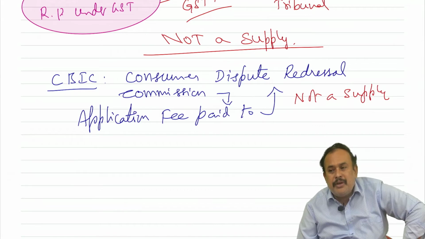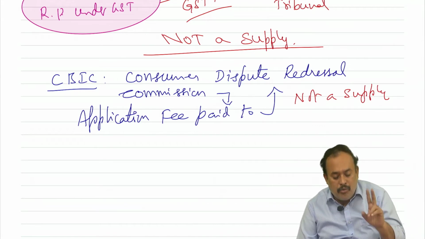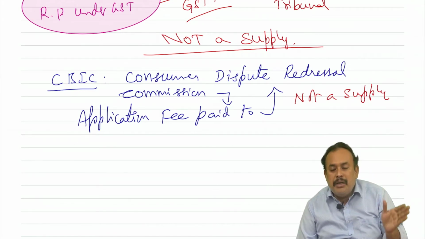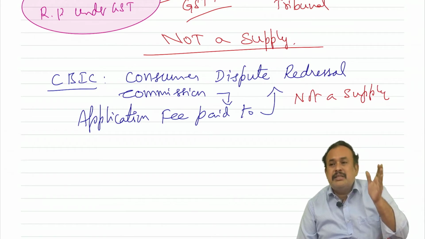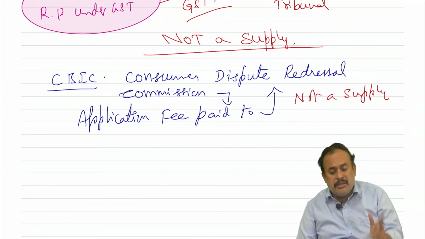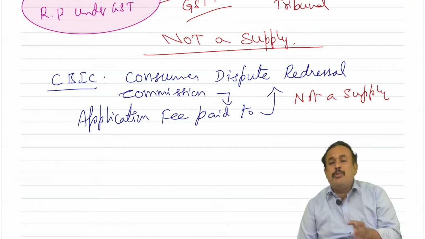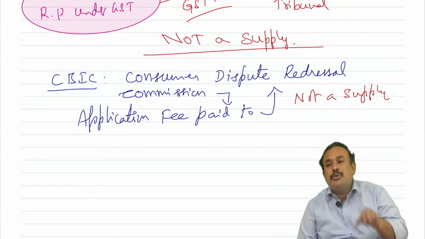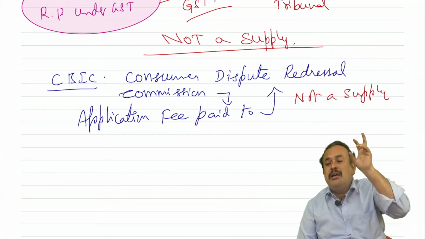So far we referred to 2 points. One is what? Employee provides services to his employer in the course of or in relation to his employment. Second, fee payable to a court or tribunal, which includes fee payable to a Consumer Dispute Redressal Commission.